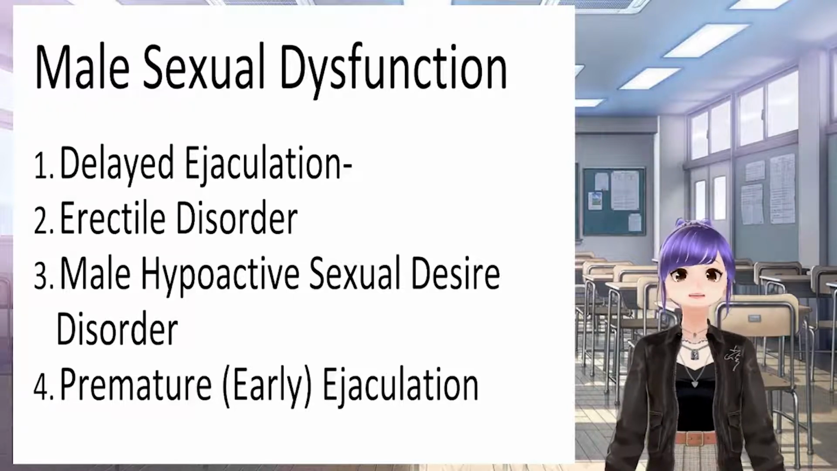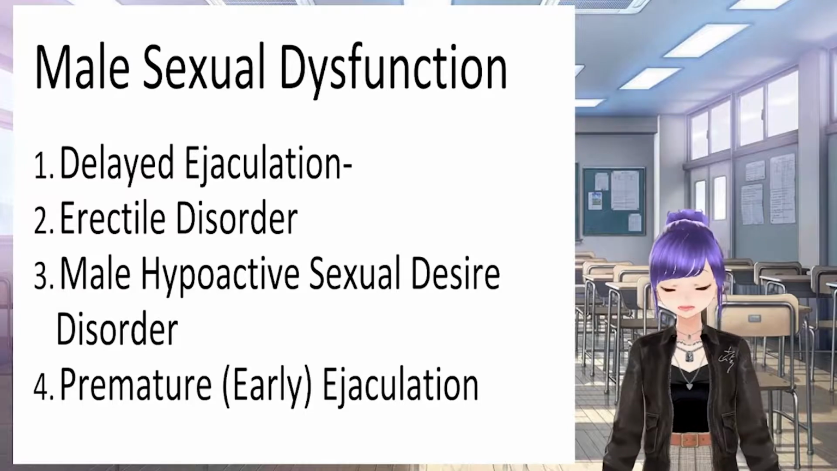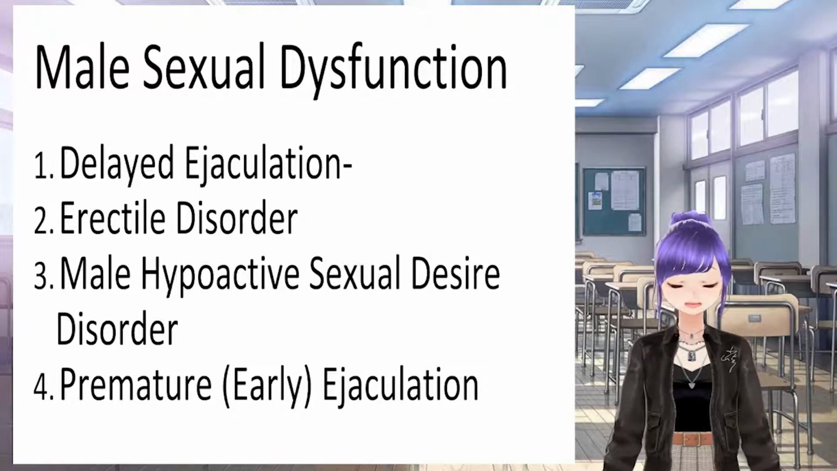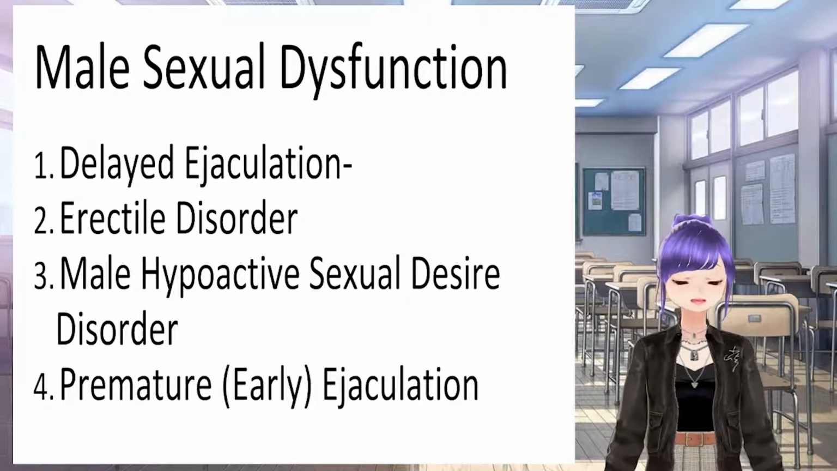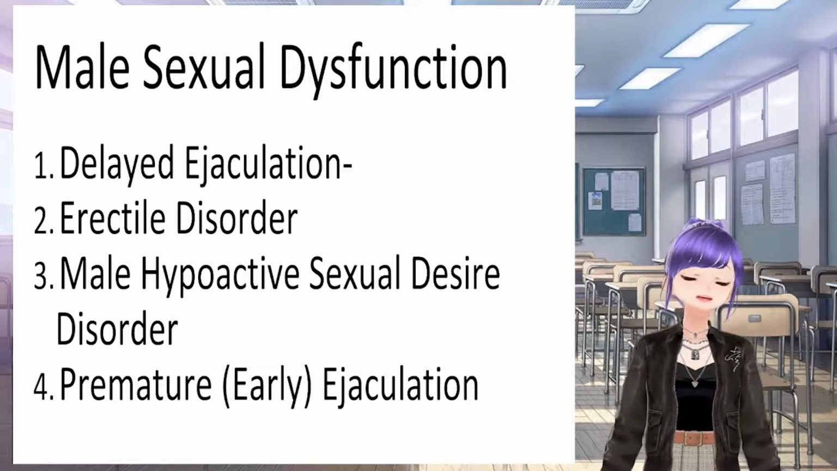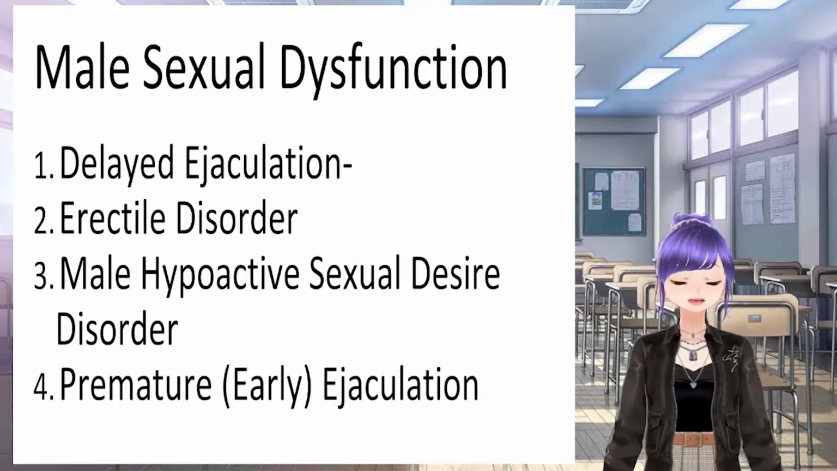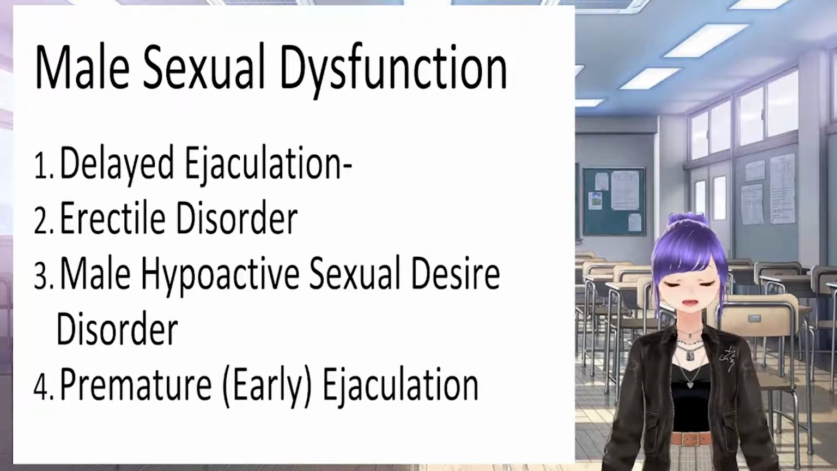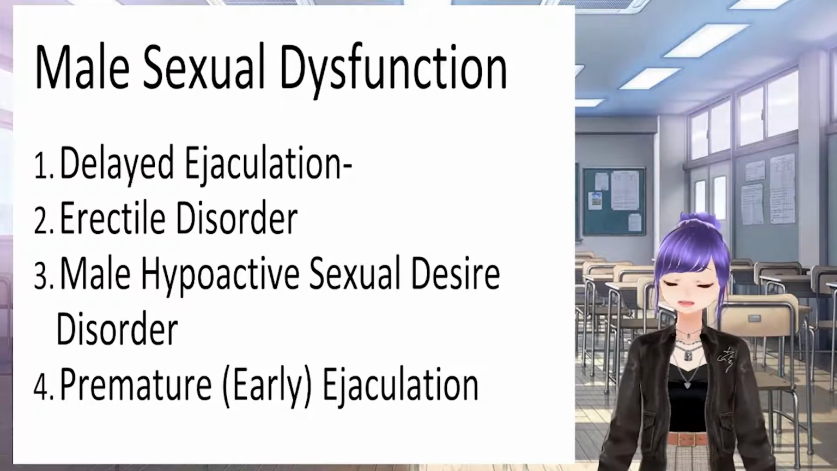Number 4 is premature or early ejaculation. This is diagnosed when ejaculation occurs within 1 minute following vaginal penetration and before the person wishes it, on at least 75% of partnered sexual activity occasions. It is important to note that this diagnosis is applicable to men who engage in non-vaginal sexual activity, but unfortunately, the specific duration of the criteria remains unknown. These are the 4 sexual dysfunctions for males.